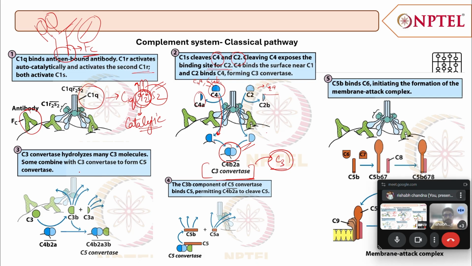And then what will happen? The C3b, that is the larger fragment of C3, attaches to the C4b and C2a, that is the C3 convertase, and activates a C5 convertase. And the C3a will attract the phagocytes for the inflammatory response.